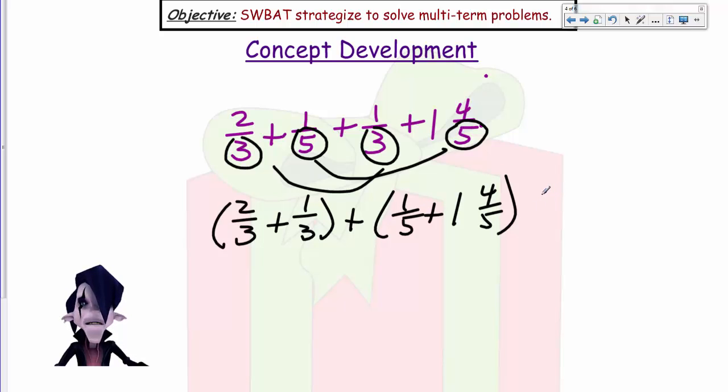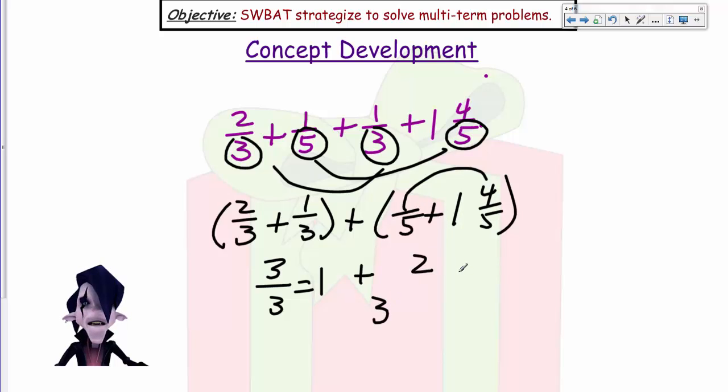Yes, I like it. So now I could easily add that. Well, look at 3 over 3. That's 1, right? So that's really just 1 plus. And look at this. Look how that joins real nice too. 1/5 onto 4/5. 1 plus 4, 5/5. That's another whole. Plus the whole we have here, we have 2. And look how our answer is 3.